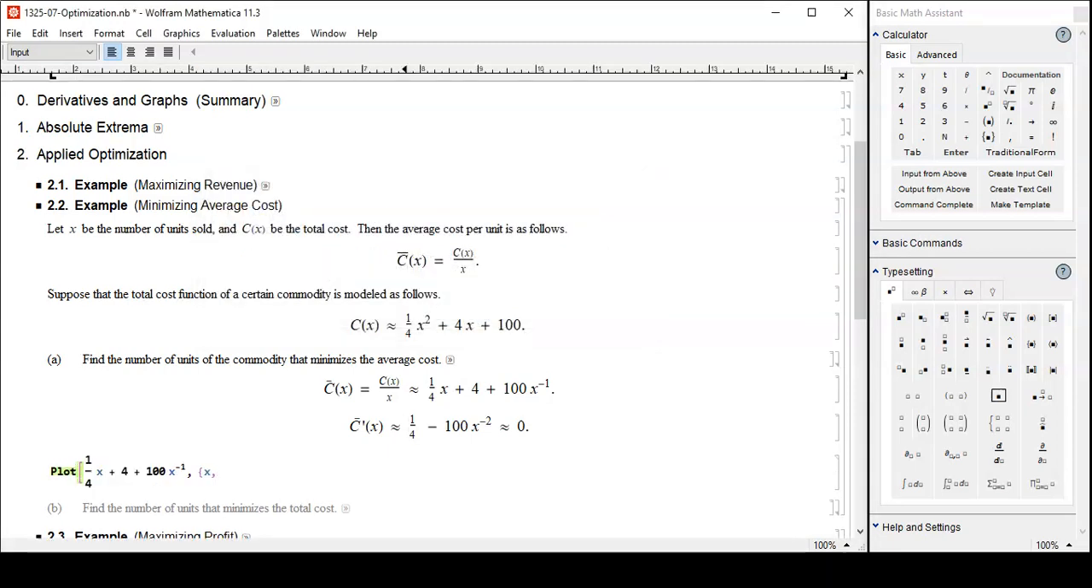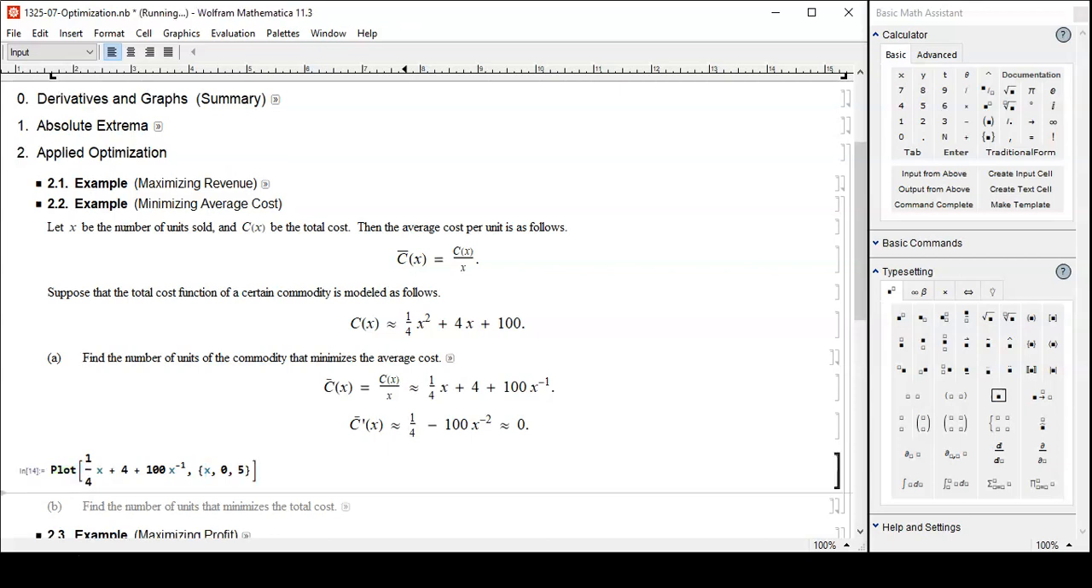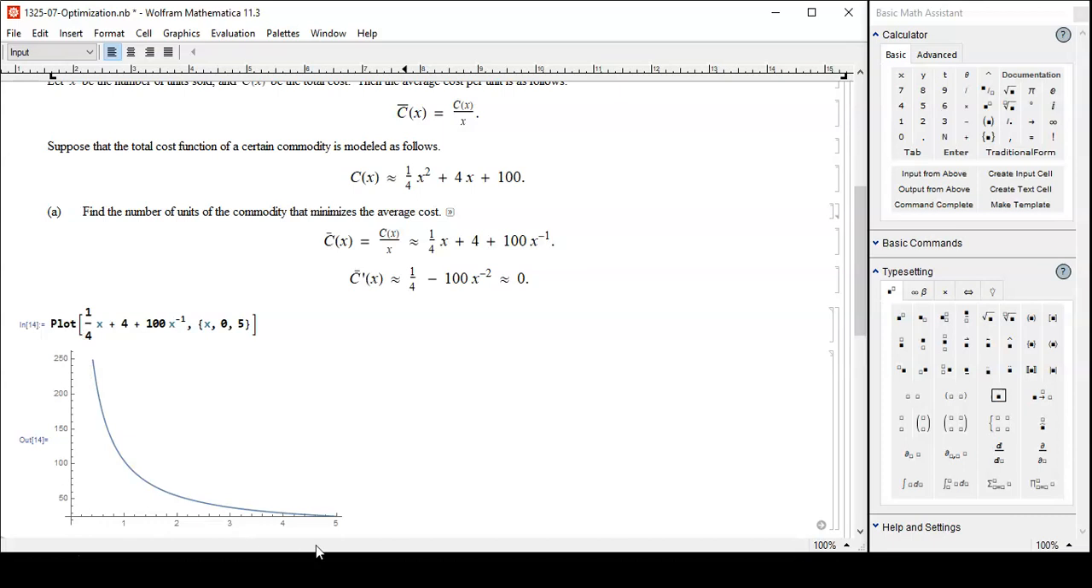X is going from, say, 0 to, well, X is going to negative first power here. It's going to denominator. So when I plug in X equal to 0, this will go to infinity. So it may not look very good, but let's plot it anyway. Let's see. Not bad, not bad at all. Like this.